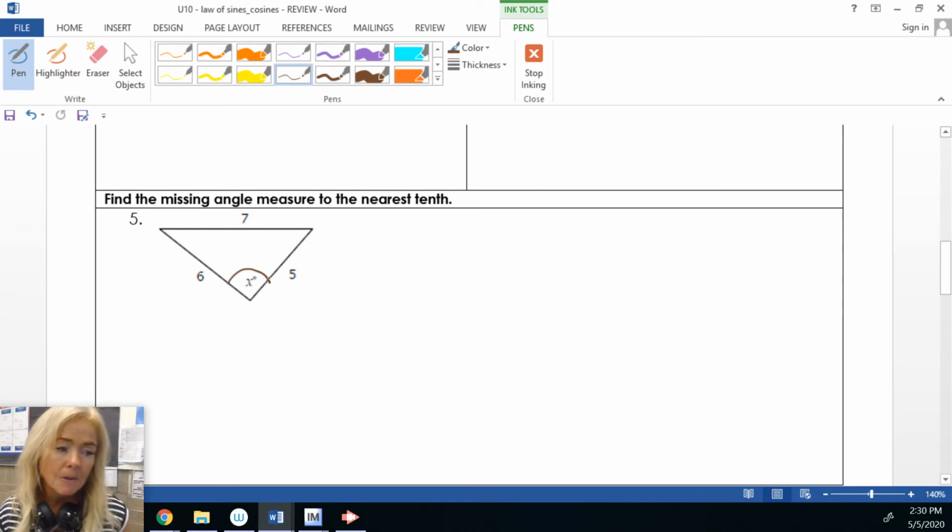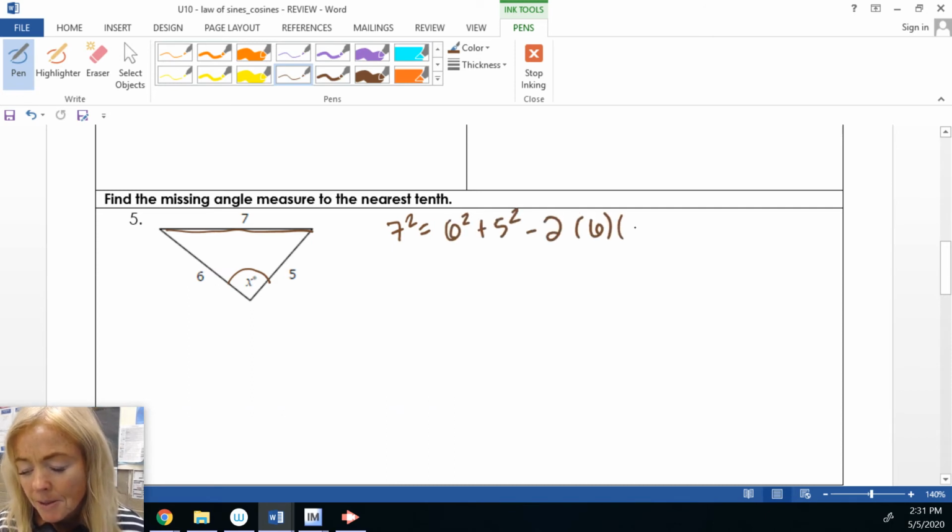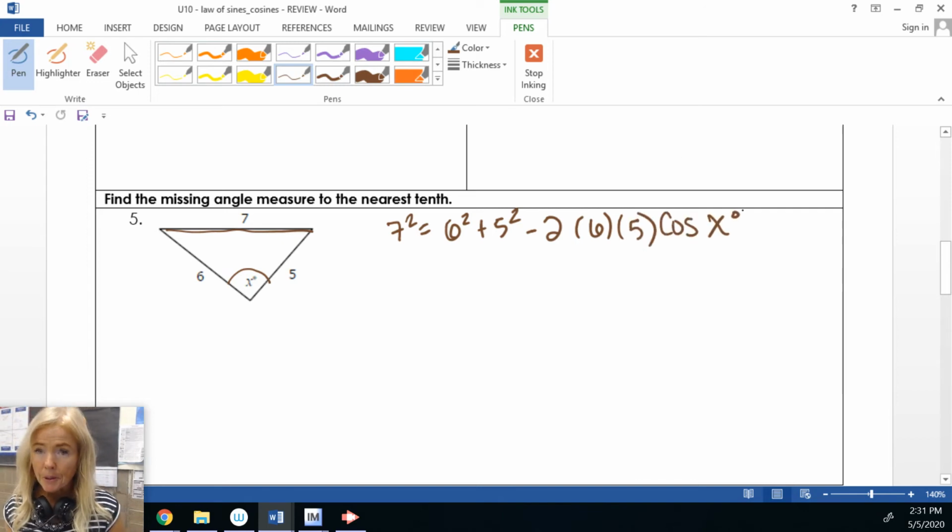Awesome. All right. Number 5 says find the missing angle. Again, we're going to have to use the law of cosines because we don't have any angle at all. Whenever we have no angle, it's side, side, side, and the law of cosines is needed to come up with that angle. So the opposite side squared is equal to the sum of the squares of the sides minus 2 times 6 times 5, the product of the sides, times the cosine of x degrees. It's x that we don't know. When it's the angle that we don't know, we have to use second functions or inverse functions. So we have to solve for cosine x and then take the inverse.